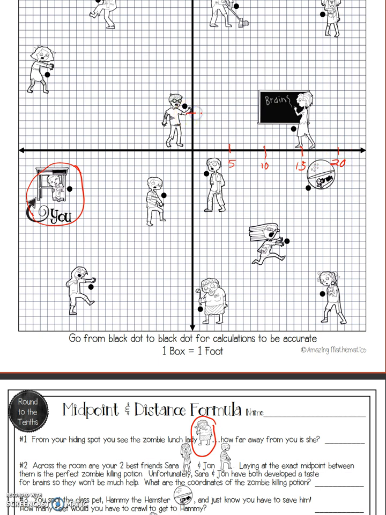So here we go, and we'll have 5, 10, 15, and let's see, -5, -10, -15, -20. If you notice, this is going to make it a lot easier for us to get the coordinates of each of these zombies. Okay, so number one, from your hiding spot.